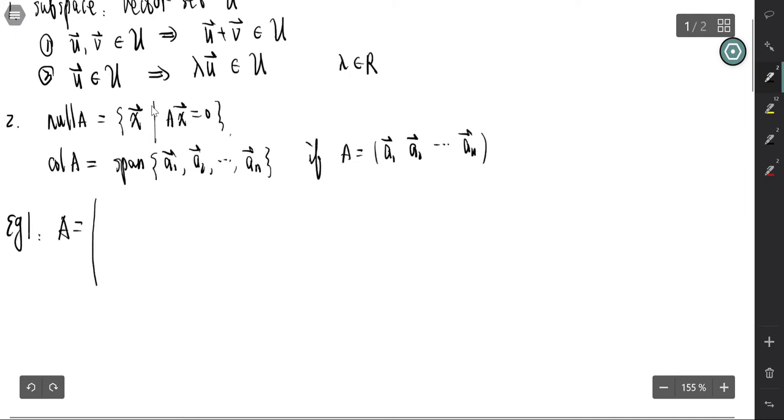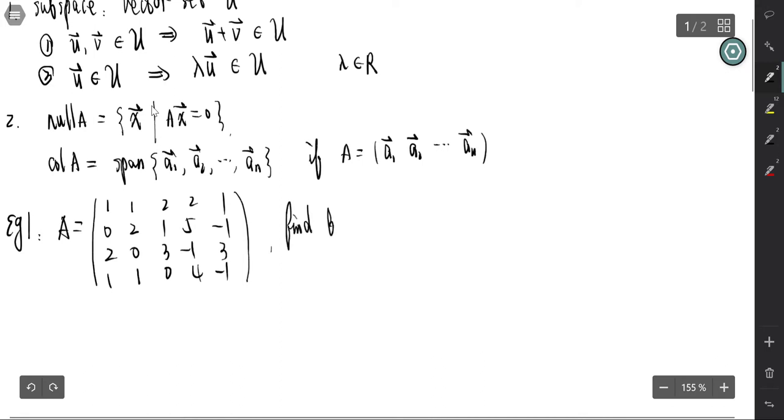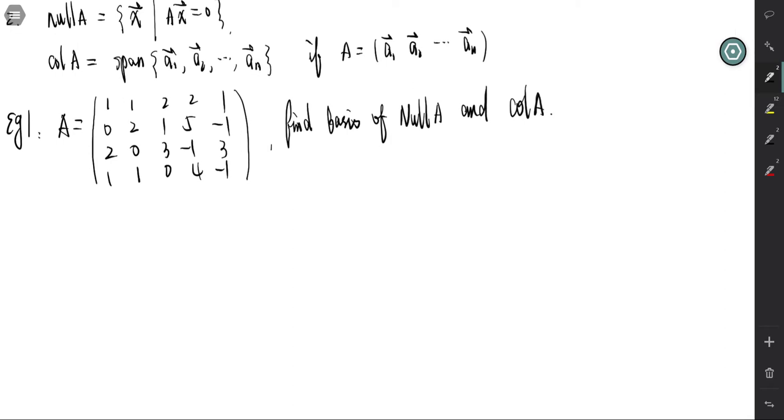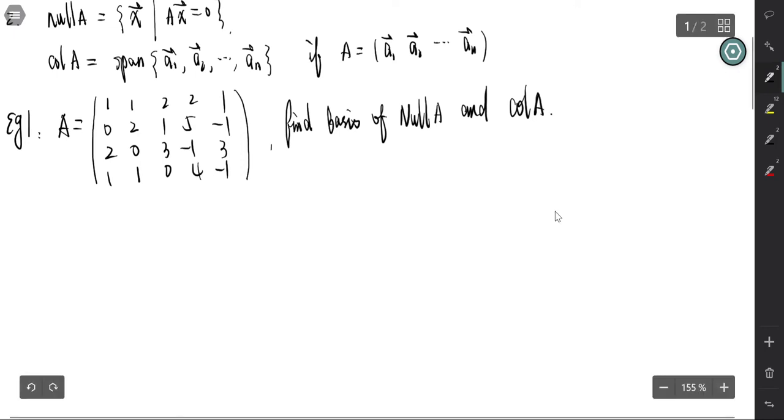Suppose A is the matrix with rows 1, 1, 2, 2, 1; 0, 2, 1, 5, -1; 2, 0, 3, -1, 3; and 1, 1, 0, 4, -1. Find the basis of null space of A and column space of A. After we get the reduced row echelon form of A, then we can write the null space and column space directly. How to do it? So first, A equals this matrix.